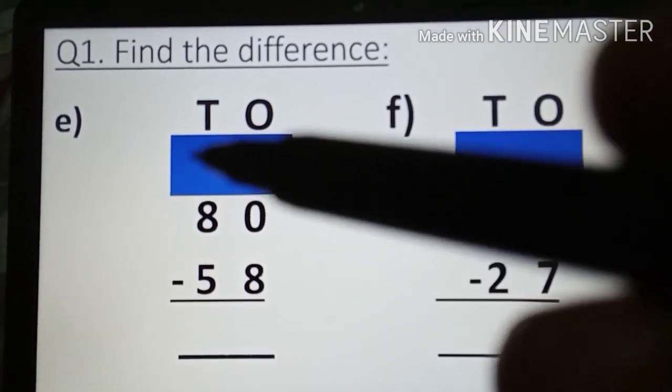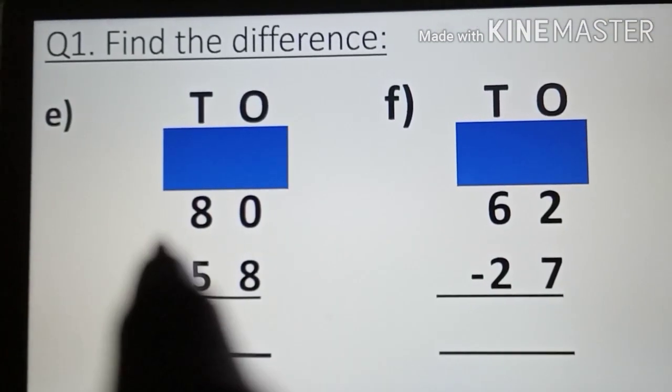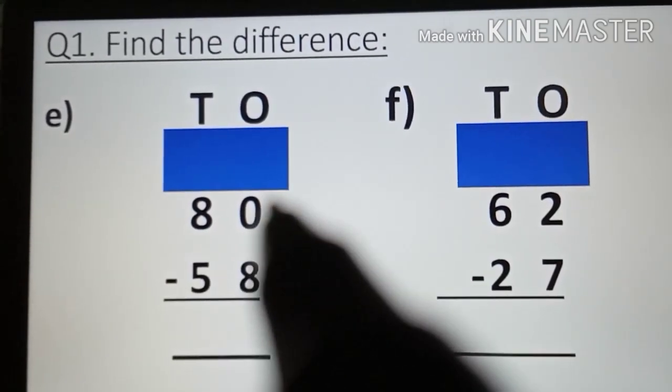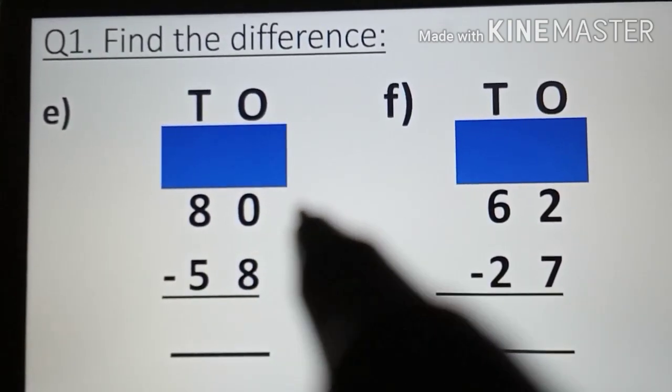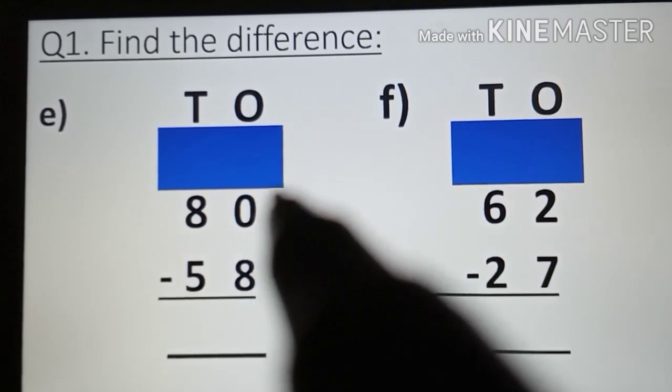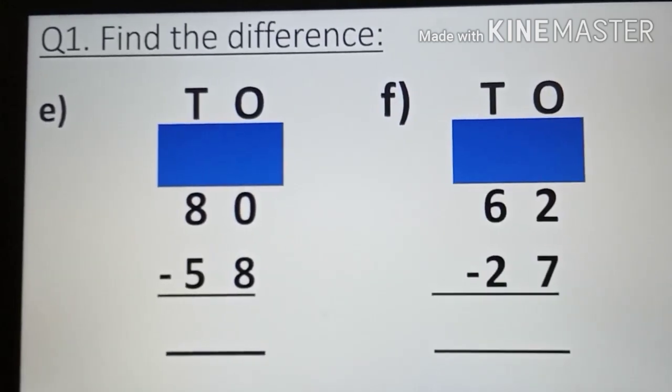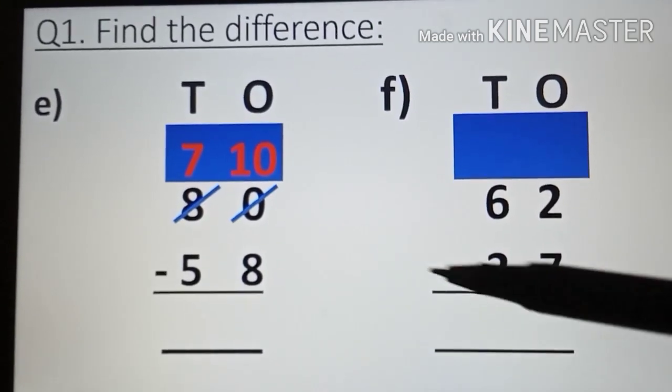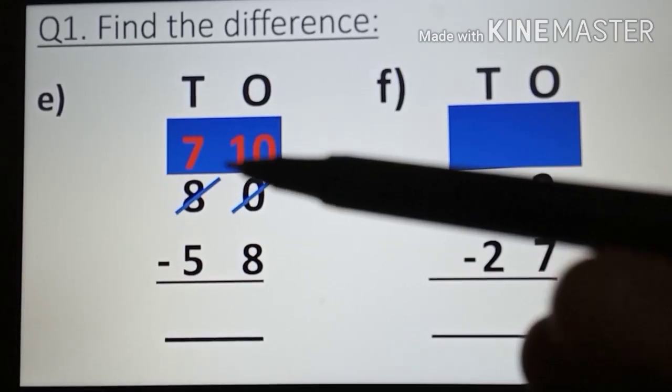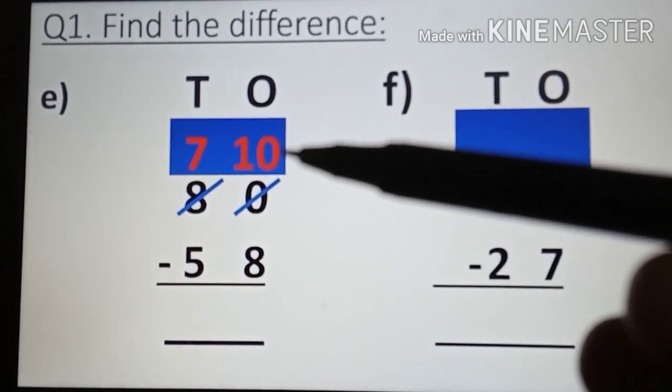So what will we do? We will cancel these 8 tens and we will write 0 to 10. So cancel and write here. So what will we do, children? We are cancelling 8 and writing 7 here, and we are cancelling 0 and writing 10 here.